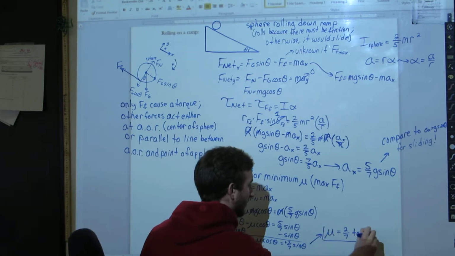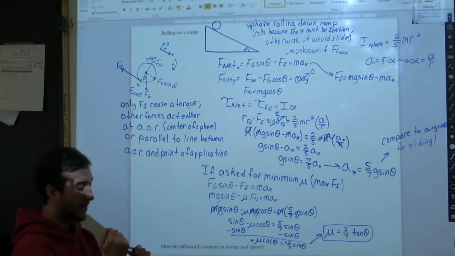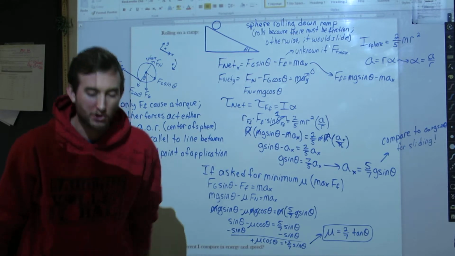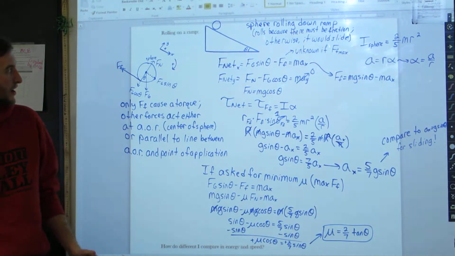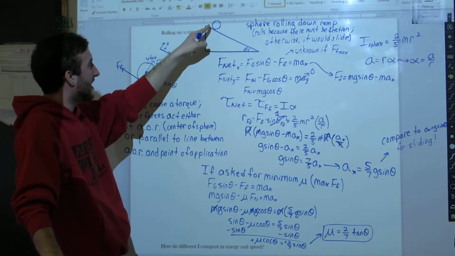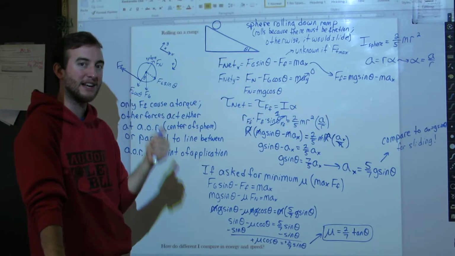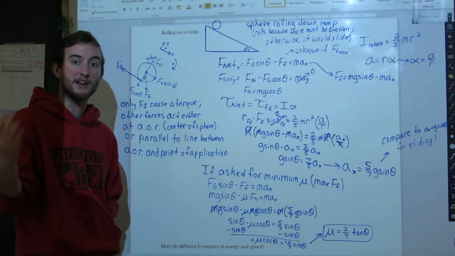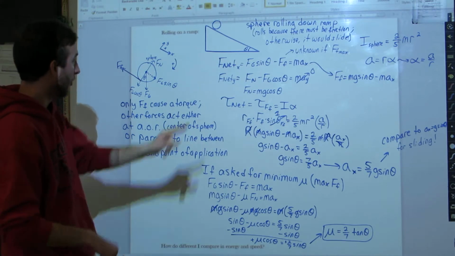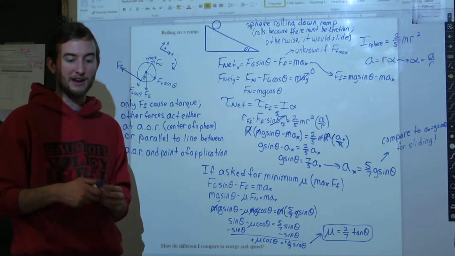Excellent. If this is the minimum coefficient, and the coefficient is smaller than this, that basically means friction is not enough to keep this from sliding as it also rotates. There will be kinetic friction, sure. There will be some rotation, but it will also slide as it rotates.